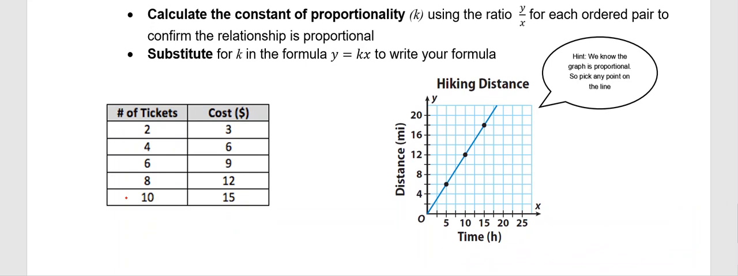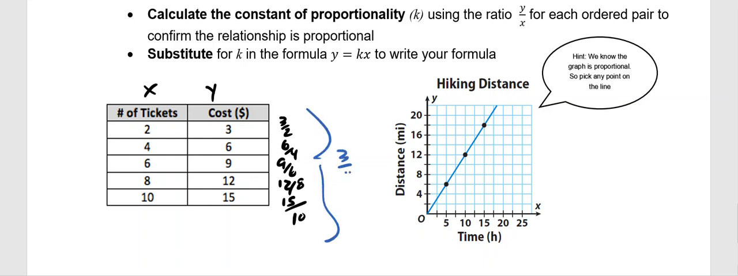Now, we've already seen this table of data, and we've already seen this graph from a prior day of notes in a prior video. So we're going to just quickly fill in what we know. We know here's x, here's y. We have 3/2, 6/4, 9/6, 12/8, 15/10. And we knew all those values reduced down to 3/2.